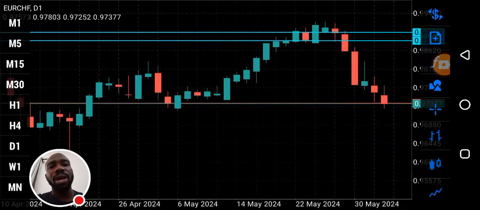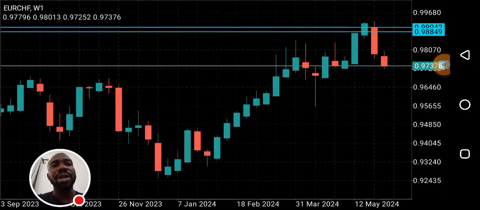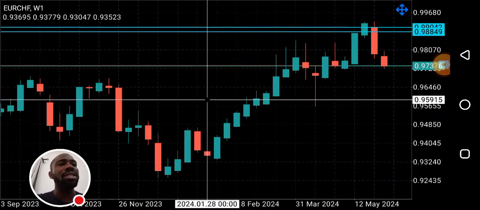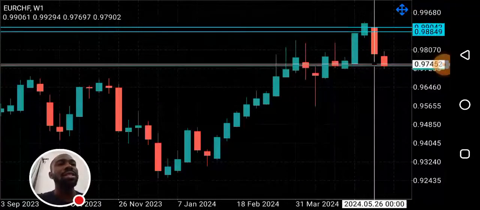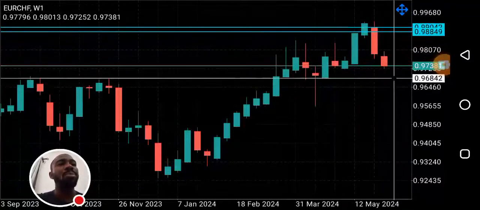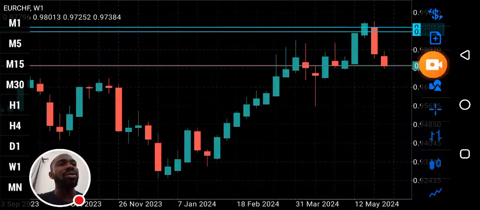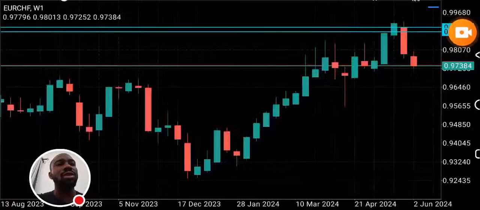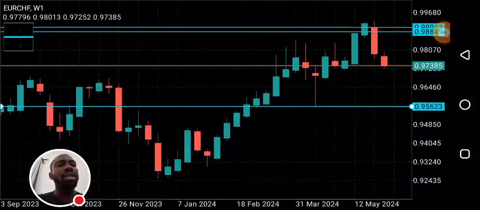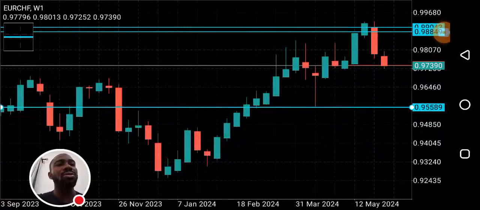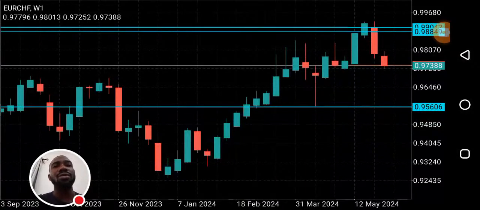Let me look at the weekly. It's bearish. Euro CHF is bearish. You can see the pattern we have here. This is an engulfing pattern. But wait for a pullback before you go bearish. This low could be the next target on Euro CHF. There is a lot of liquidity, stop losses at this level.